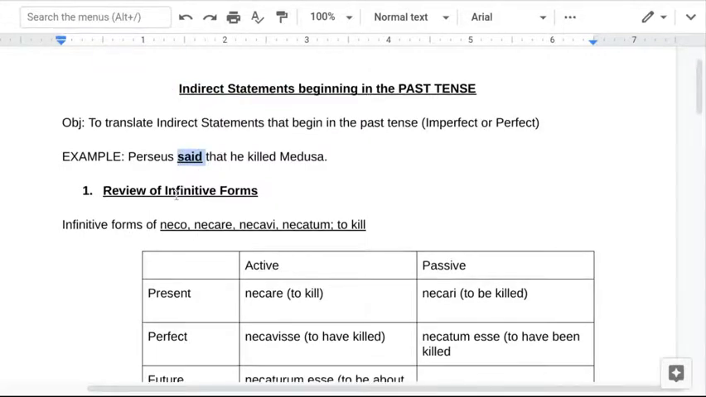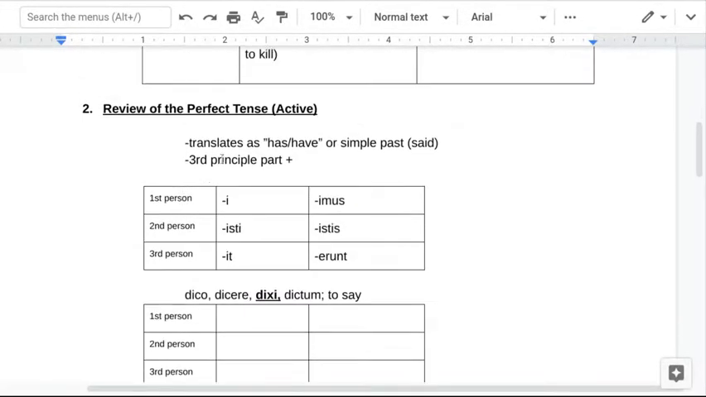And we already know how to do that in Latin, but let's just recap it. There's two ways to do the past. You can do imperfect or perfect, but perfect is really the most common. If you ever read Latin literature, which you will, read Authentic Latin and Latin 3, the perfect tense is the most commonly used tense. So it translates as has or have, or just simple past, like said. Okay, you take the third principal part of the verb, and you add these endings.